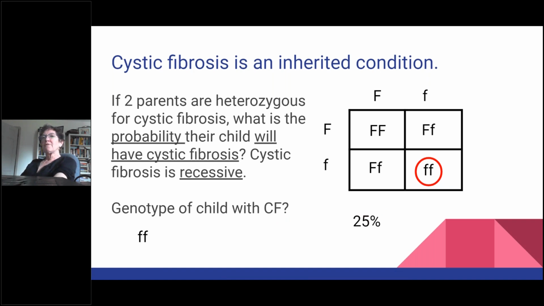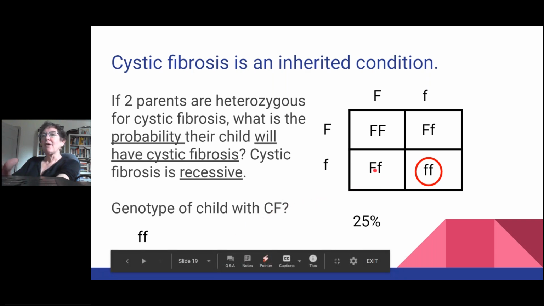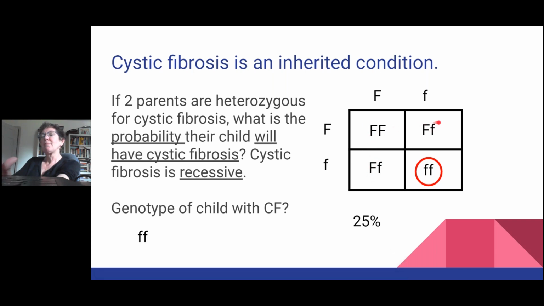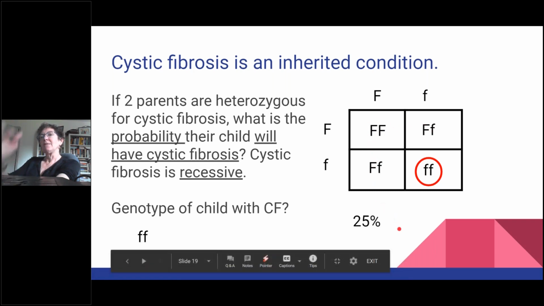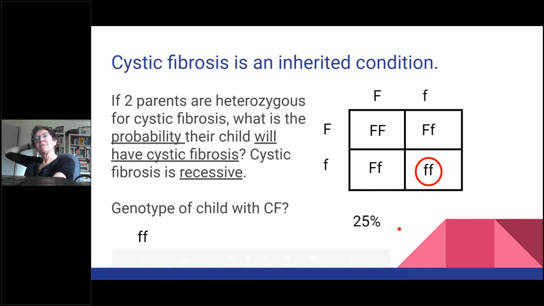Alternatively, the question could have said, what is the probability that their child will not have cystic fibrosis? That would be 75%, because we have 1, 2, 3 out of 4 possible combinations. That means they would not have cystic fibrosis.